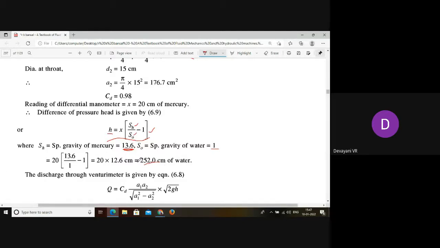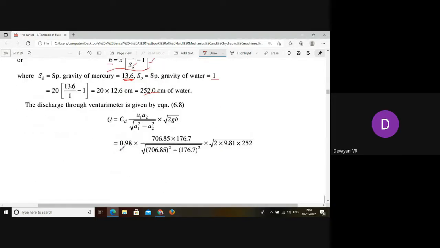And we know that the discharge flowing through the pipe, the actual discharge, is equal to CD into A1 A2 by root of A1 square minus A2 square into root 2GH, isn't it? So this is the formula for actual discharge. Of course, we can calculate the theoretical discharge also directly, but they have given the coefficient of discharge, so let's calculate the actual discharge. Actual discharge is equal to, what is the CD?